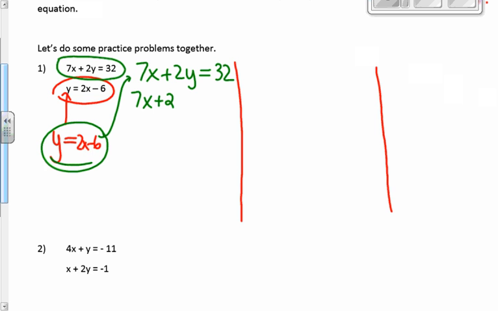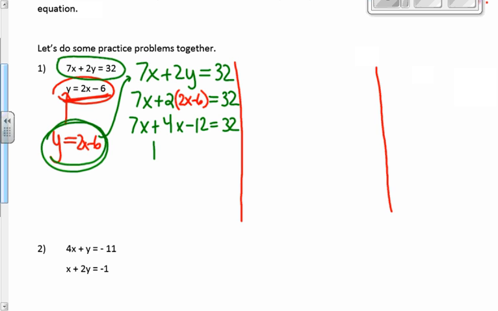And in the place of y, we are going to write, oops, sorry, let me do this in red. In the place of y, we're going to write 2x minus 6 because that is what y equals. Y is 2x minus 6. And then we're going to keep writing our equation equals 32. And then we're going to go ahead and solve. So we're going to say 7x plus 4x minus 12 equals 32.